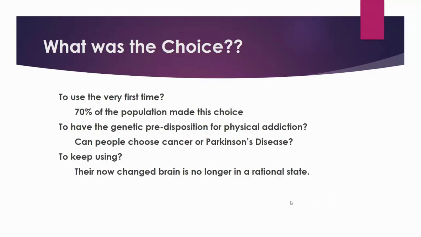So what was the choice? If this is such a big choice, what was the big choice that the addicts are making? To use the very first time? Remember, 70% of the population made this choice. So 70% of people picked up, but only 15% of people developed this physical addiction and these cravings. Did they choose to have the genetic predisposition for physical addiction? They didn't choose that any more than they chose the predisposition for cancer or Parkinson's disease. Okay?